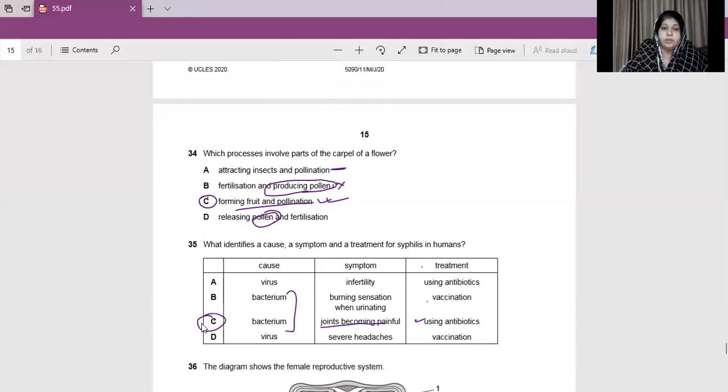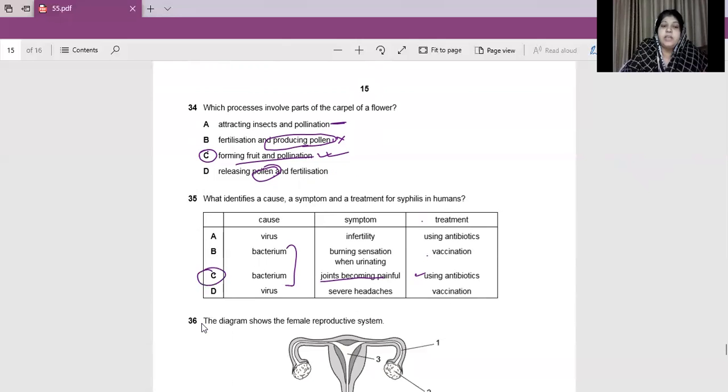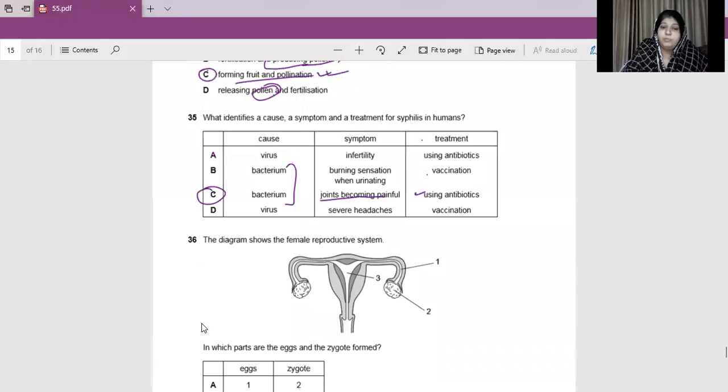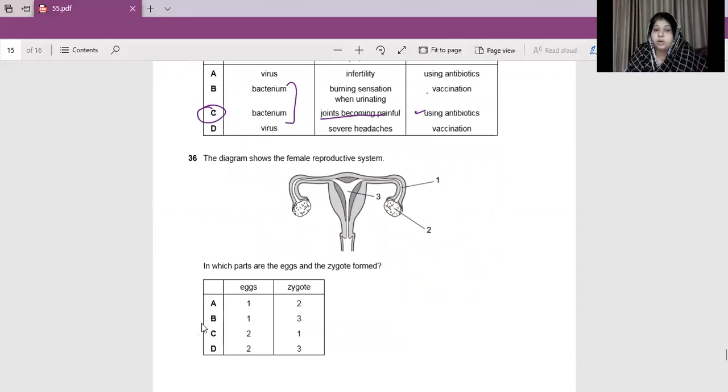The diagram shows the female reproductive system. 3 parts are there. In which part are the eggs and the zygote formed? So eggs are produced in the ovary. Number 2 is for egg. The fertilization process takes place in the fallopian tube. So this is the correct option.